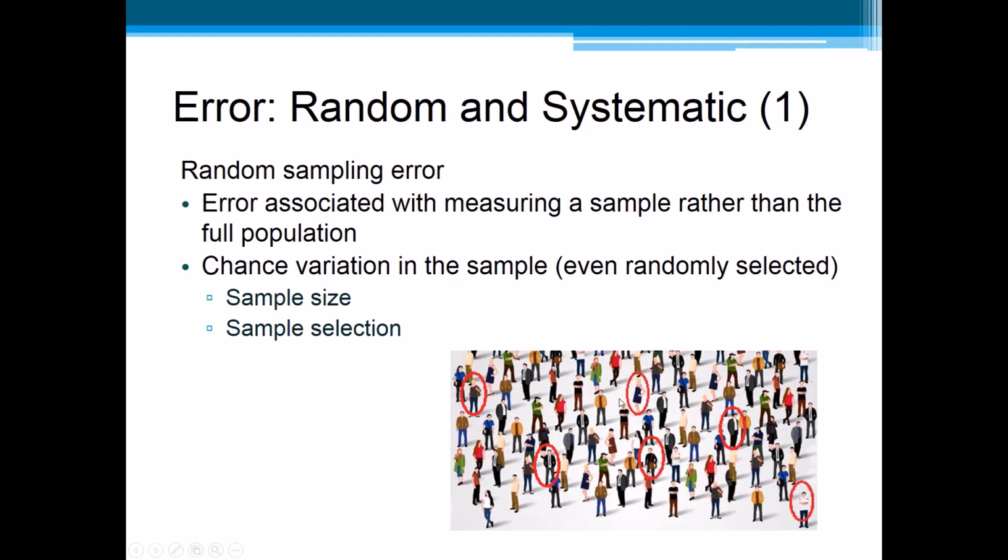So for example, if this is our population of interest and we only take a sample of these 6 people here, we're getting an accurate response, but it differs to the full population because we're looking at a sample. We call this random sampling error.